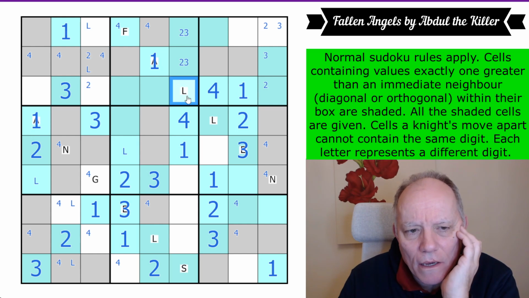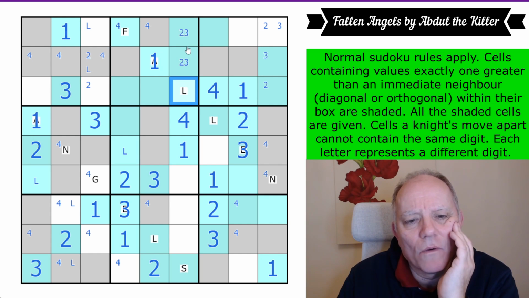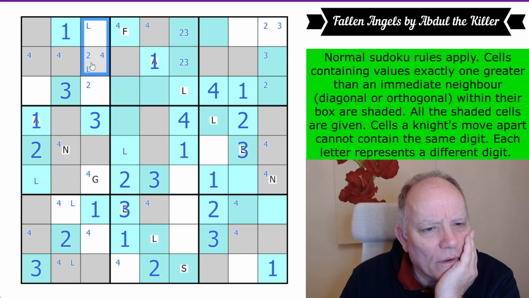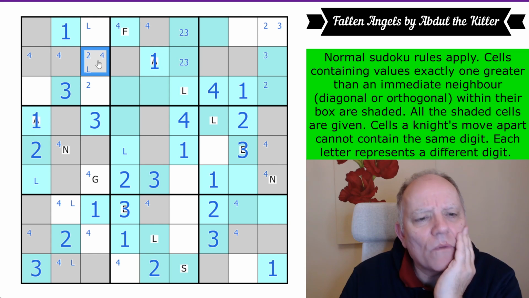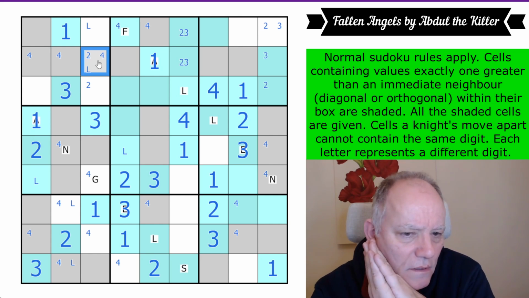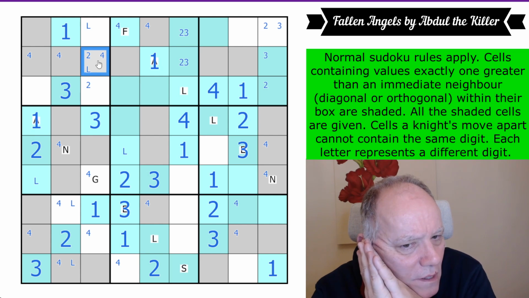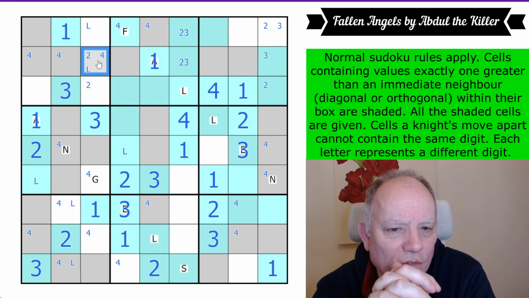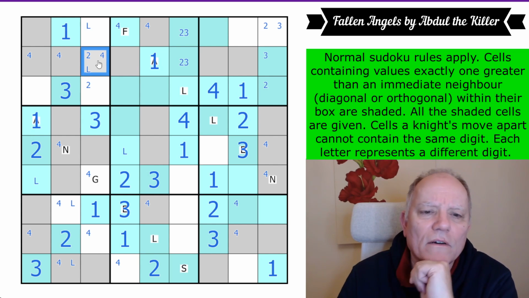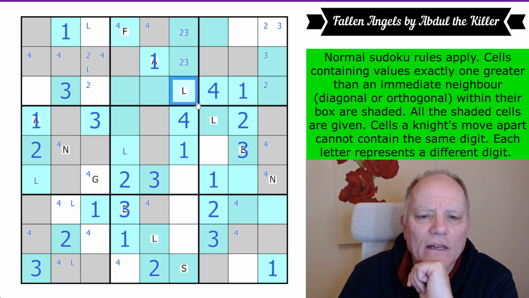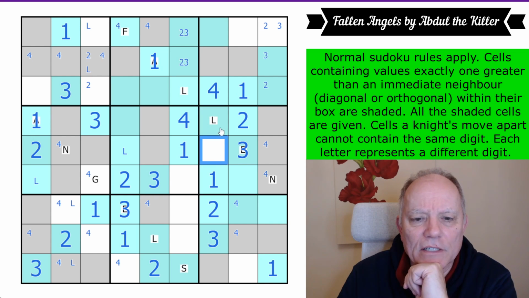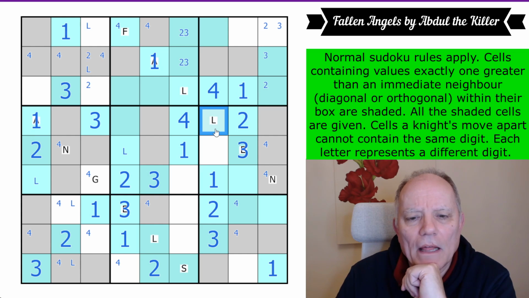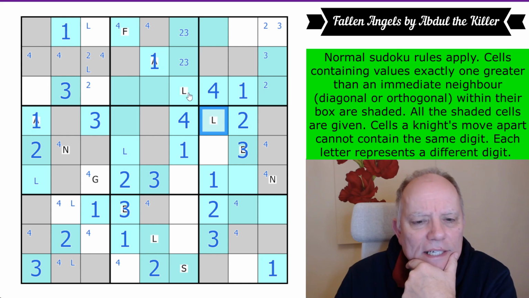Oh, L can't be 1, 2, 3, or 4. So if L was here, it could be a 5 touching a 4. Actually, no, it can't. It could there. It can't here, that's a shaded cell. L can't be a 5 because it wouldn't be touching its 4. So L is at least 6.